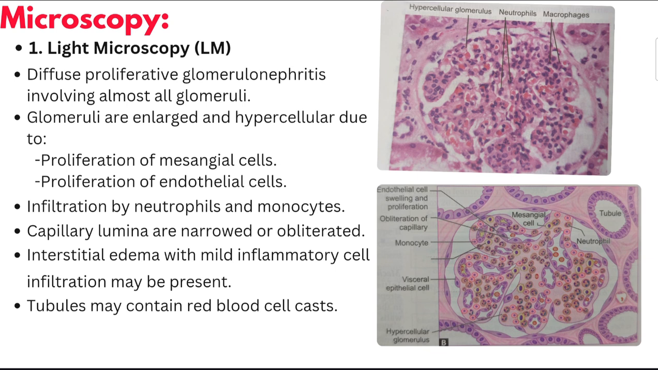What is also significant is the infiltration of neutrophils and monocytes, which contributes to hypercellularity. As a result, the capillary lumina are often narrowed or even obliterated. Additionally, there may be interstitial edema accompanied by mild inflammatory cell infiltration, and the tubules might contain red blood cell casts, which is a key diagnostic clue. These features collectively highlight the aggressive nature of the immune response in this condition.